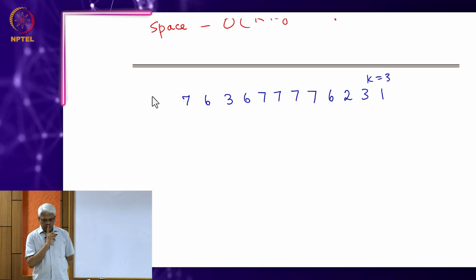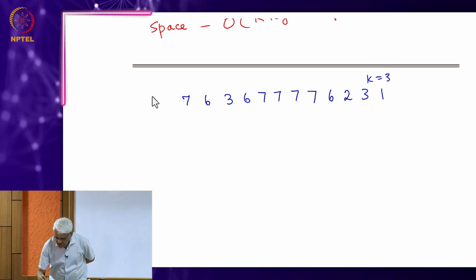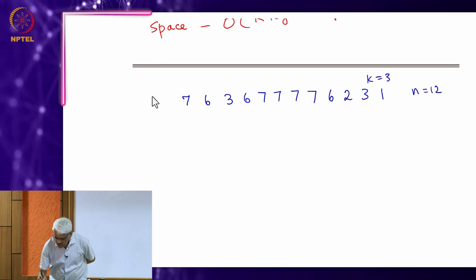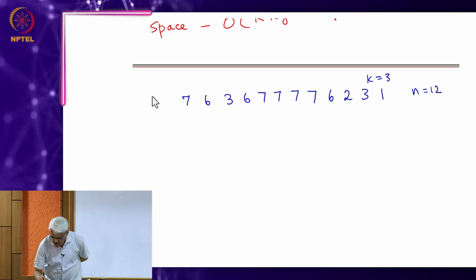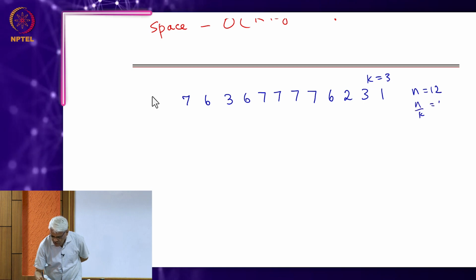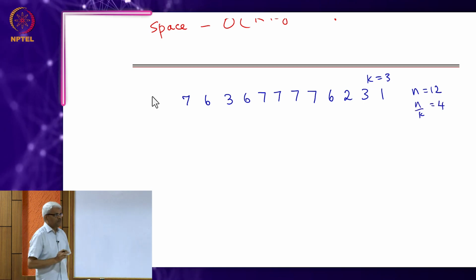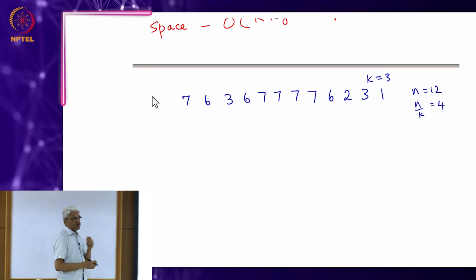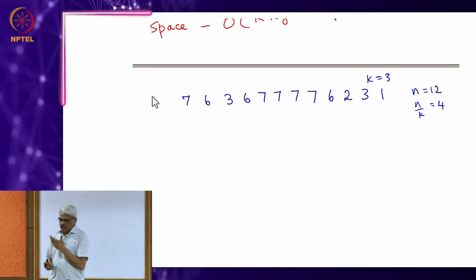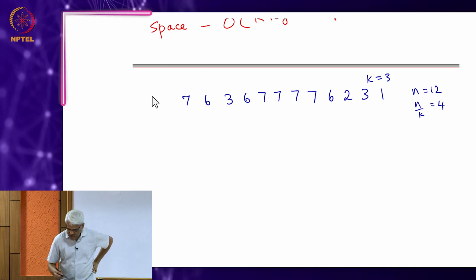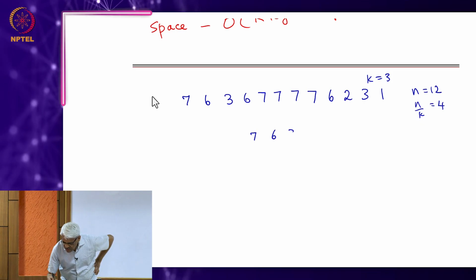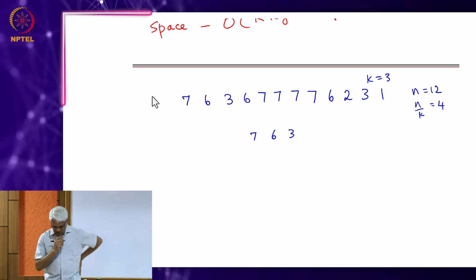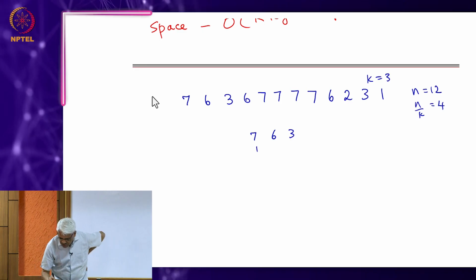So how many elements are there? N is 12. And n by k is 4. So elements that appear more than 4 times is what I'm looking for. So I will maintain 3 counters. So it will be 7, 6, 3 with a counter value of 1, 1, 1.